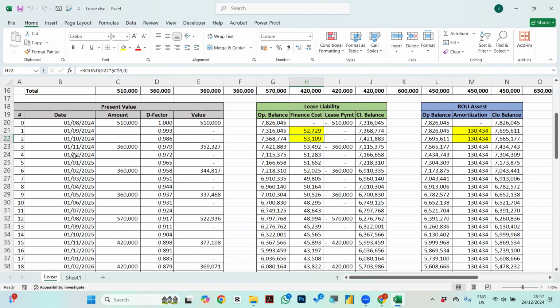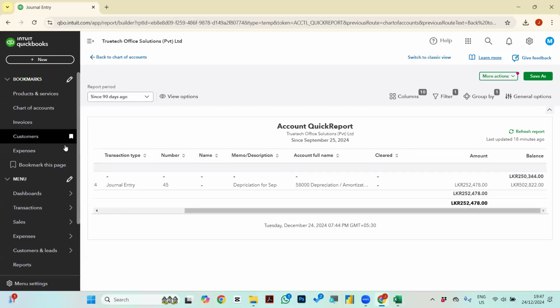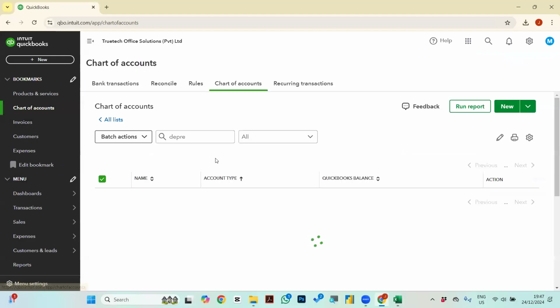So this is October. So next month there will be another payment. So we have to record this, but at the moment there is no payment. Yeah, at the end of October. So I'm going to record this finance cost here, lease liability finance cost. I'm going to record this one. So let's see what happened in the previous period.